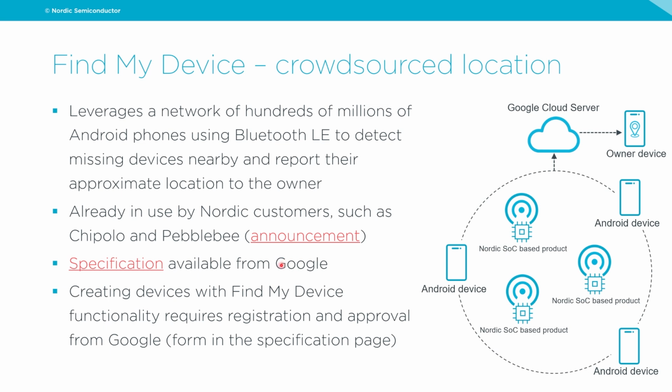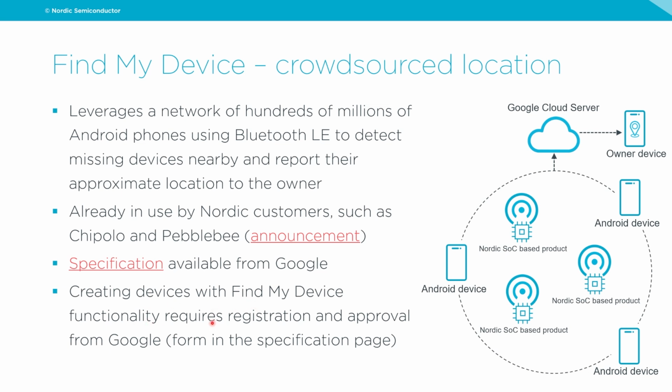If you want to dive a little bit deeper into the technical details, you can get the specifications directly from Google. I'll leave a link on this slide, but you can find this very easily by just typing Find My Device specification, and you'll find it first thing on the Google search. And the last thing to note here about FMD is that if you want to create a device with FMD functionality, you need to get it registered.